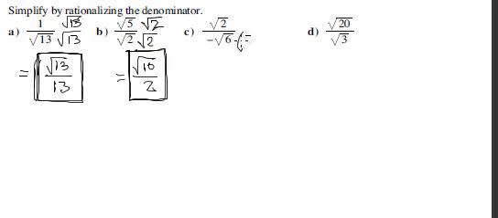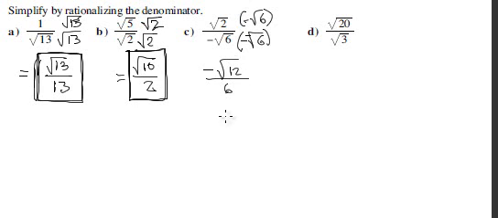C, root 2 over minus root 6. If we multiply the bottom by minus root 6 and upstairs by minus root 6, what happens? You get minus root 12 over negative times negative becomes positive. Root 6 times root 6 is 6. Why shouldn't we stop there?